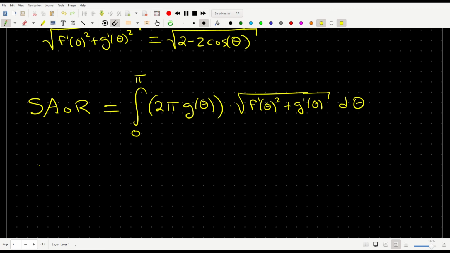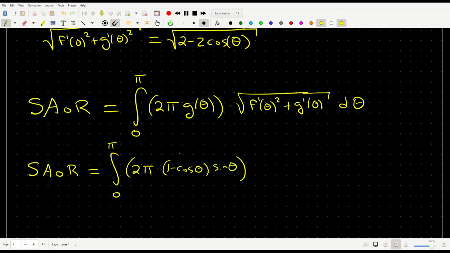This is going to be the integral from 0 to pi of 2 pi times 1 minus cosine theta times sine theta, because this is our g of theta, remember, times the square root of 2 minus 2 cosine of theta.